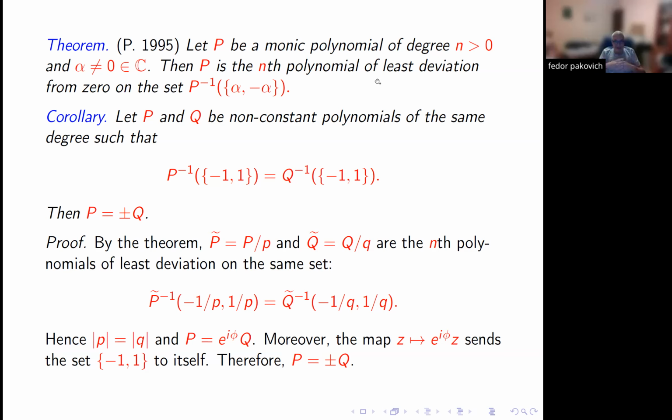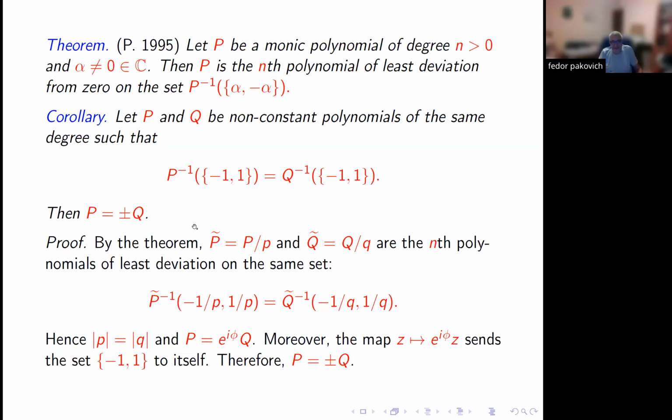So how is it related to the subject I discussed? Because we immediately obtain a solution of this Young problem. If we have two polynomials of the same degree such that the preimages of -1 and 1 are the same, then the polynomials should be equal or equal up to sign. So what is the proof of the corollary? The proof of the theorem, I don't have time, it's kind of tricky calculations.